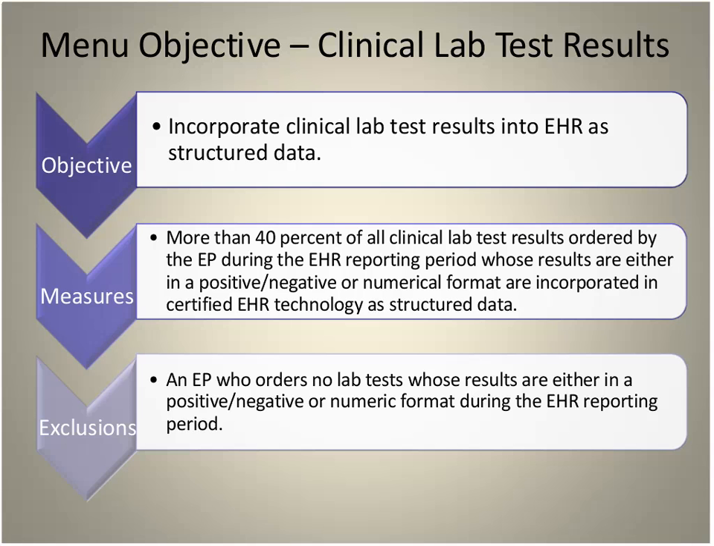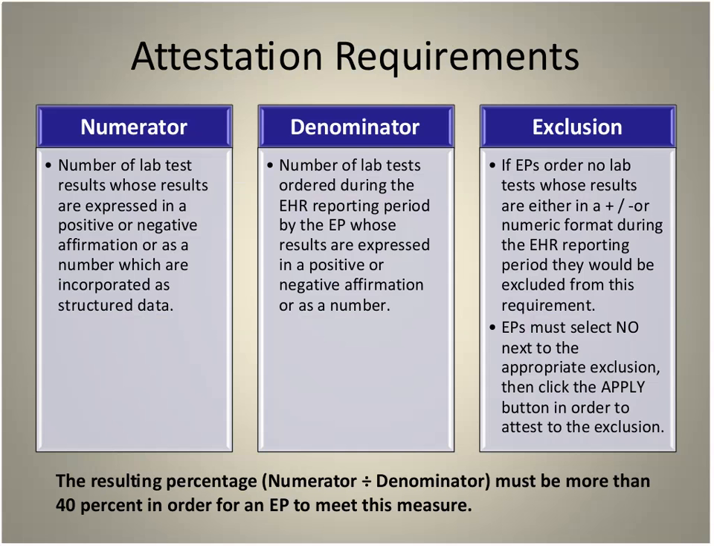Automatic exclusion could be granted for any eligible provider who orders no lab tests whose results are either positive, negative, or numeric format during the EHR reporting period. So if a provider doesn't order any of these type of tests, then that in itself is an exclusion very much off the top there.